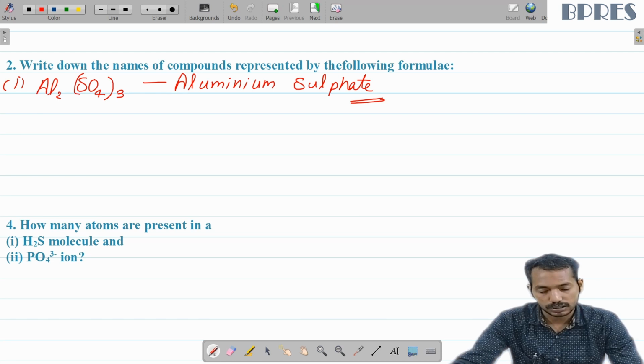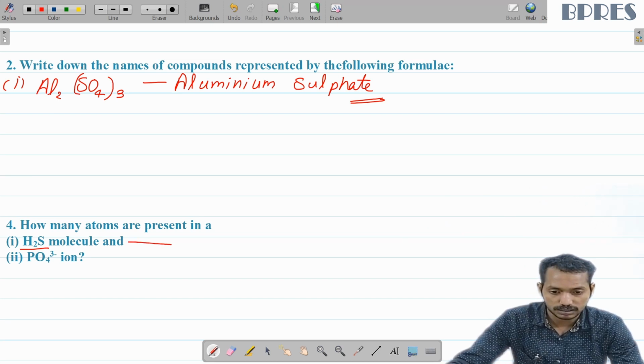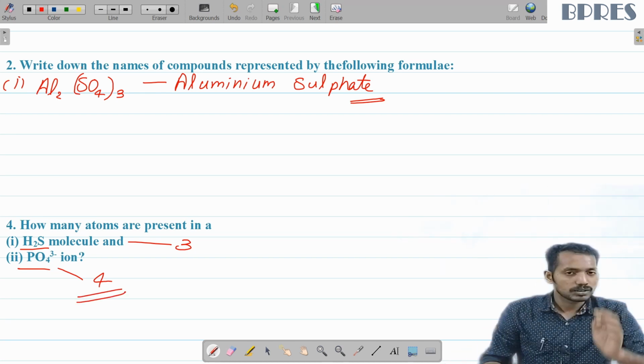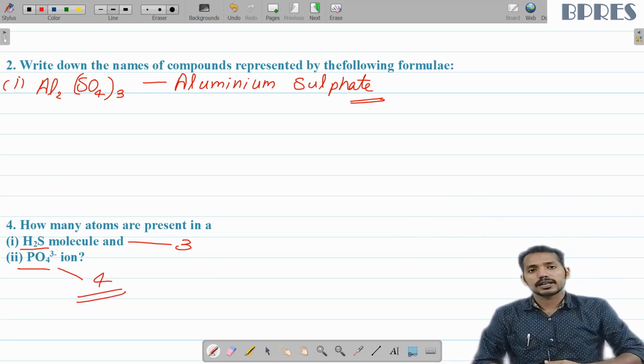Now the third question I am not going to discuss. Fourth one is how many atoms are present in an H2S molecule? 2 hydrogen and 1 sulfur. That is 3 atoms. In PO4 ion, how many atoms are there? 4 oxygen and 1 phosphorus. So that will be 5. So I hope you got a clear idea.